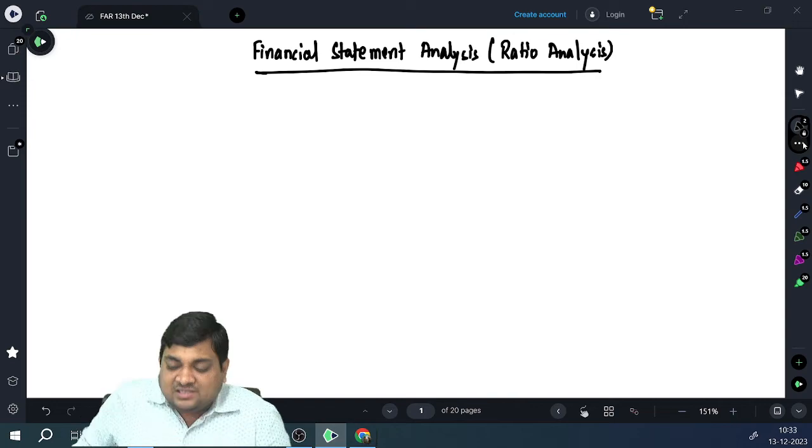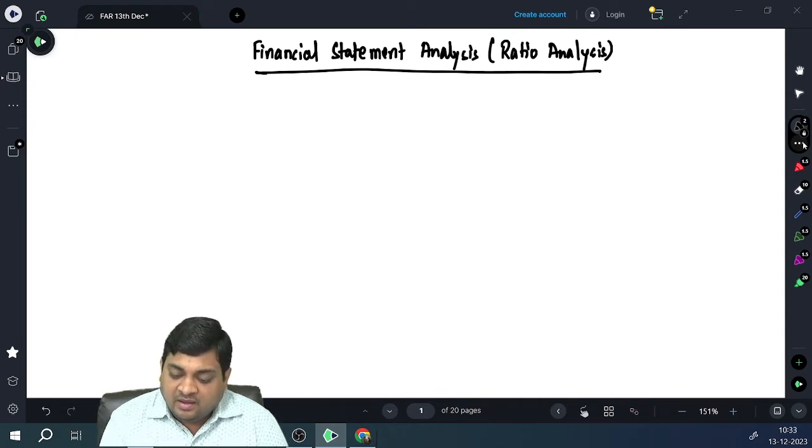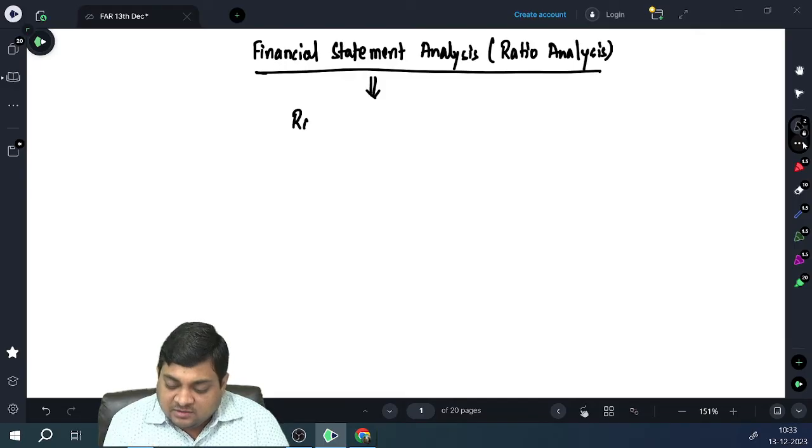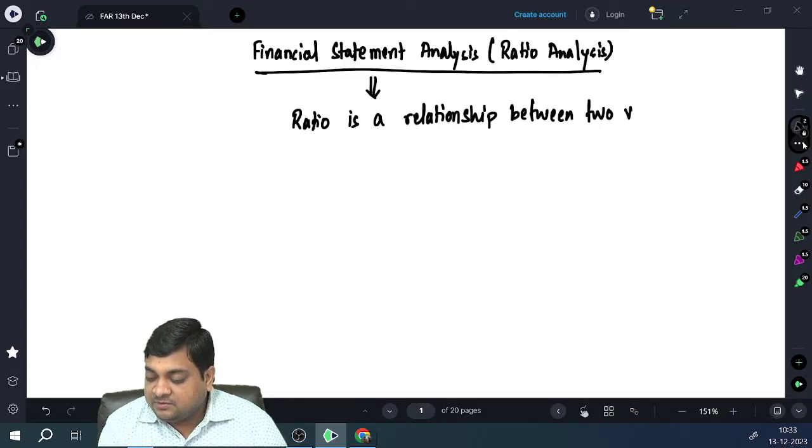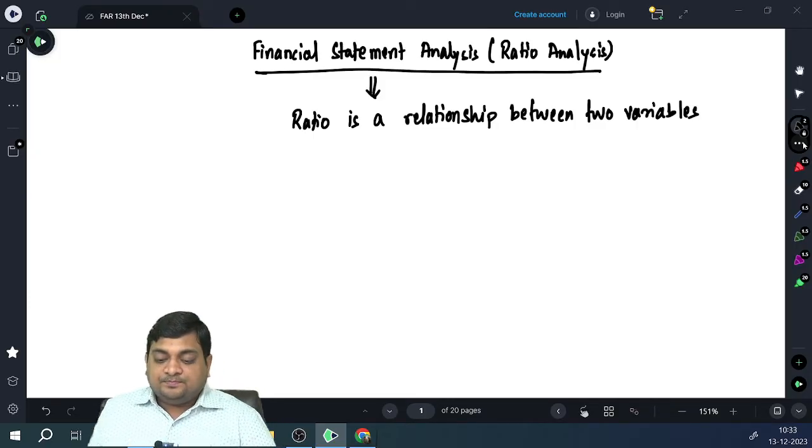Now, what is this ratio all about? In simple language, ratio is a relationship between two variables, right? Suppose I tell you that I have earned a profit of 2 crores.